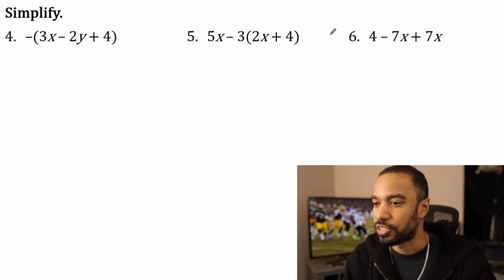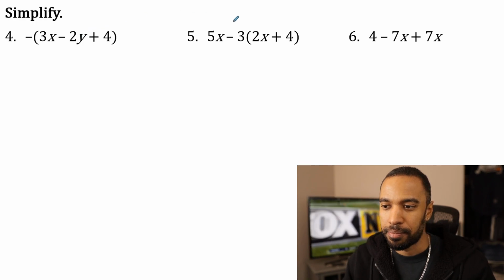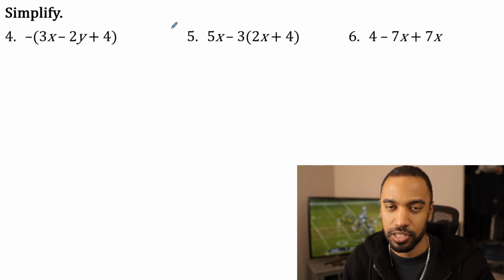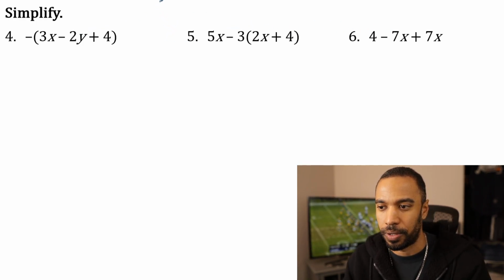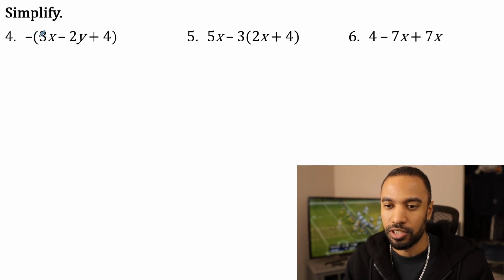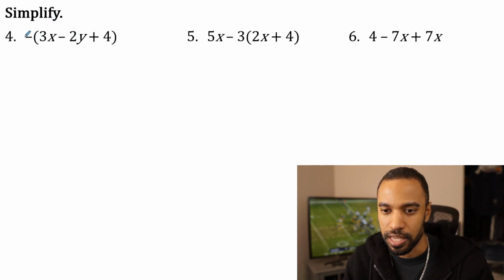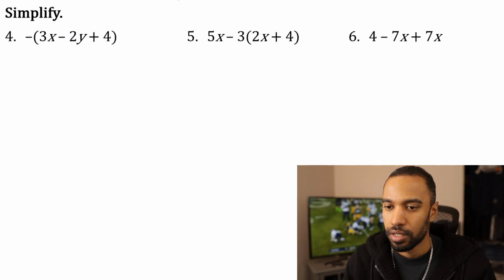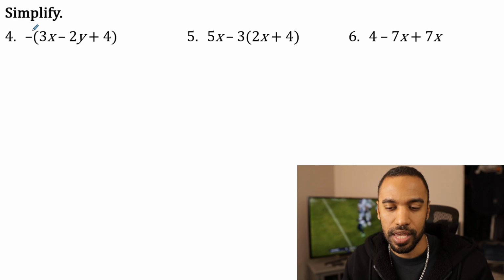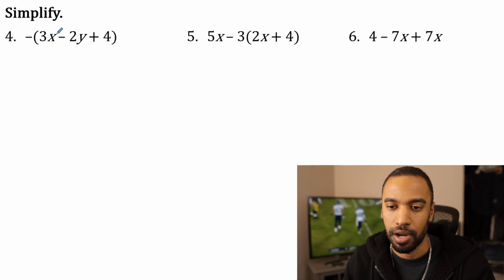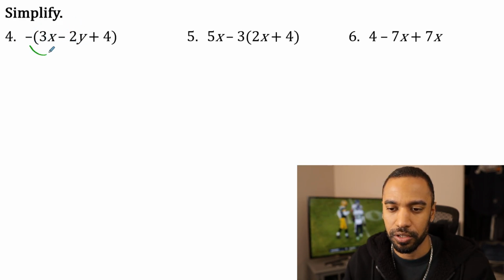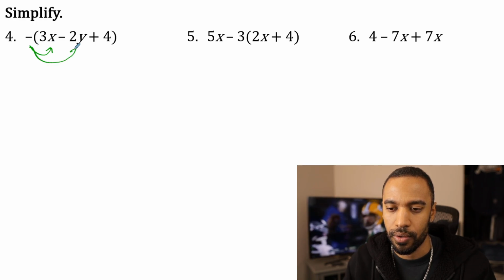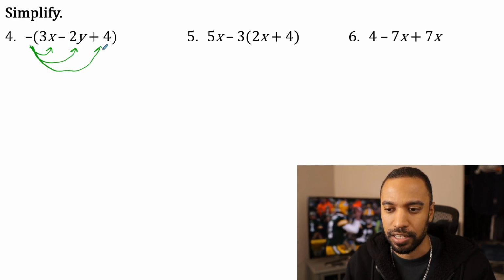All right, numbers 4, 5, and 6, I'm going to simplify. They involve distribution and combining like terms, possibly. So let's see what we can do here. Number 4, let's simplify this expression: the opposite of 3x minus 2y plus 4. Essentially, with these parentheses here, you're taking the opposite of the entire quantity, which means every single term is going to take the opposite effect of what it has.